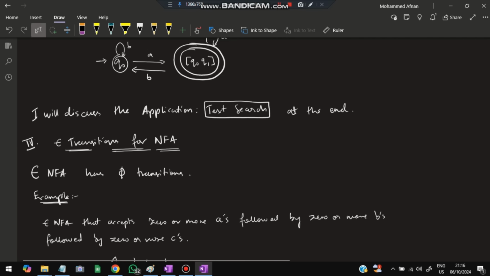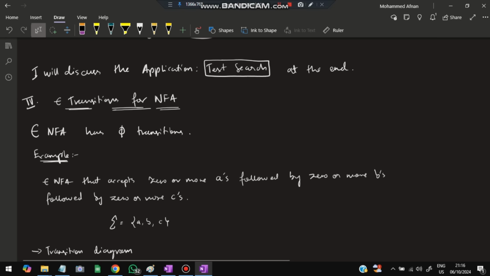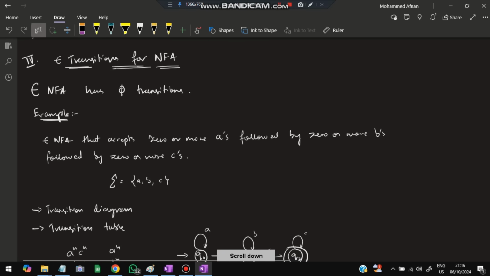Okay. I'll discuss the application of text search at the end. Okay. Before that, let's discuss the epsilon transitions for NFA. Okay, so epsilon transition means the null transitions. Example, epsilon NFA that accepts 0 or more A's followed by 0 or more B's followed by 0 or more C's. So it can be A power N, B power N, C power N, where N is greater than or equal to 0. Okay, any number of N you can put here and take that.